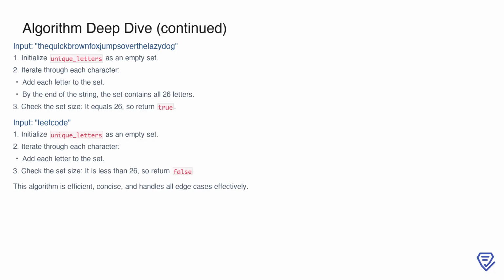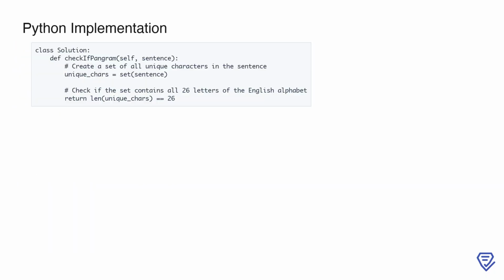By leveraging the properties of sets, we can solve this problem in a concise and effective manner, covering all possible scenarios. This solution to LeetCode problem number 1832, Check if the Sentence Is Pangram, is both concise and efficient. We begin by defining the function checkIfPangram within the Solution class. The function takes a single parameter, sentence, which is the input string we need to evaluate.